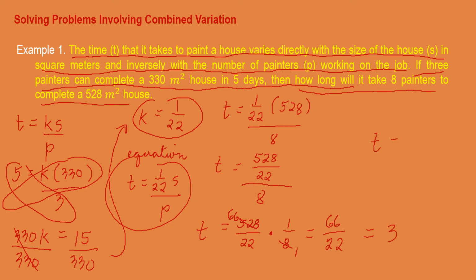Therefore, T is equal to 3, meaning it will take 3 days for 8 painters to complete a 528 square meter house.